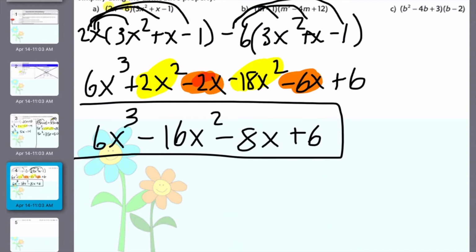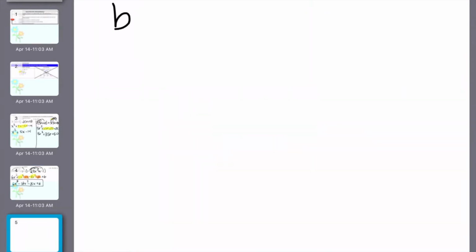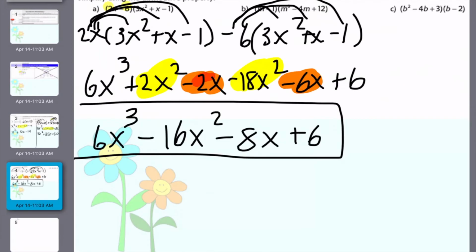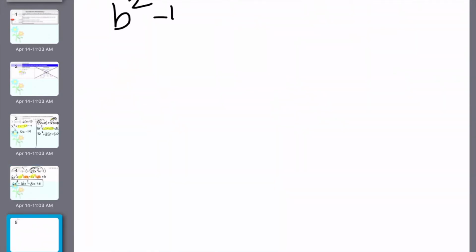If you're having problems following along again, please make sure that you go back, take it slow, take it step by step, do whatever you need to do. But I'm going to end up writing question C on another page here. So I have b squared minus 4b plus 3 times, I believe, b minus 2.